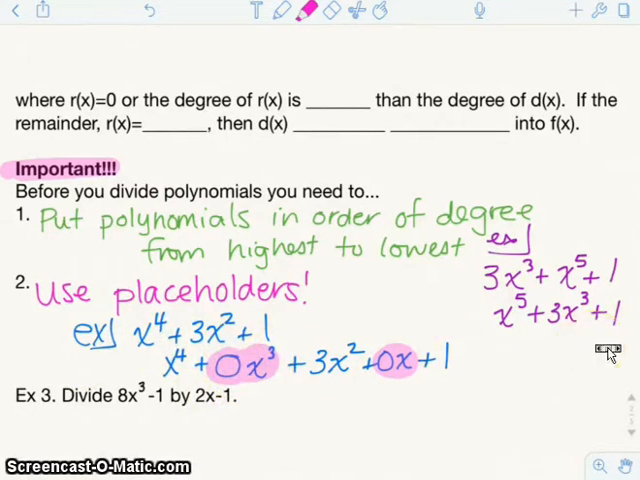So those are our two rules. Put your polynomials in order of degree from highest to lowest, and then use a placeholder. We're going to do plenty of examples when we get back. Please just make sure that you've watched this video all the way through and you have these notes filled out. We'll do tons of examples and make sure everyone's on the same page next class.